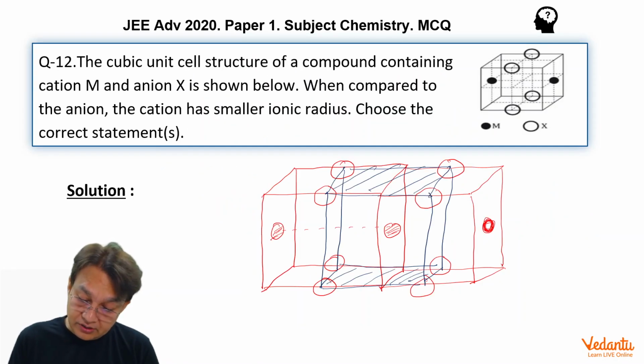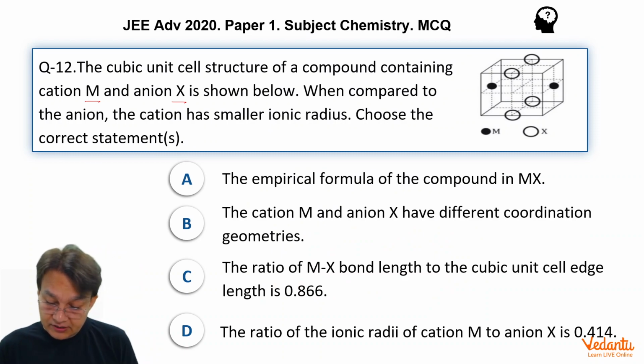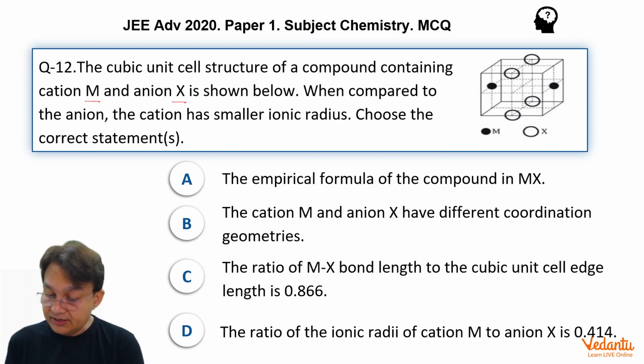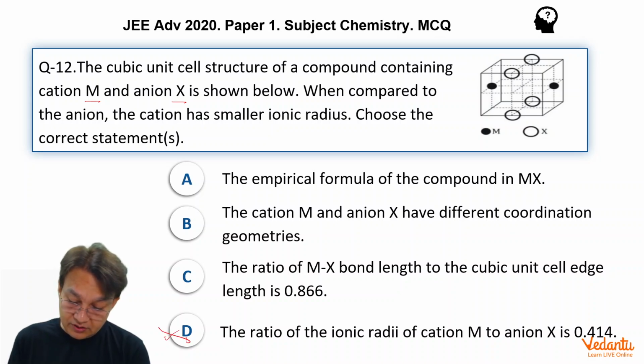Is there any option? If we see this, we have one option: the ratio of the ionic radii of the cation M to the anion X is 0.414. So this option stands out to be incorrect.